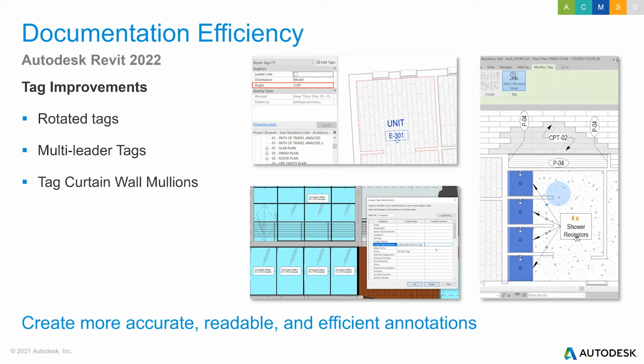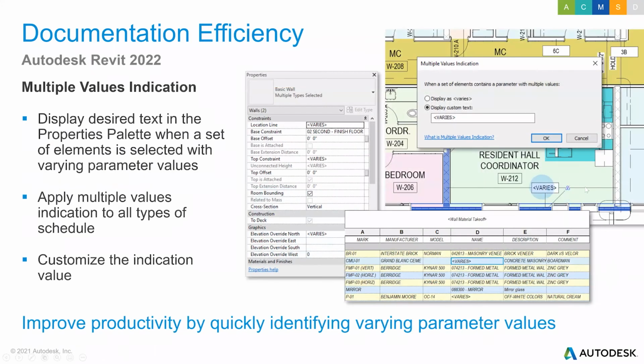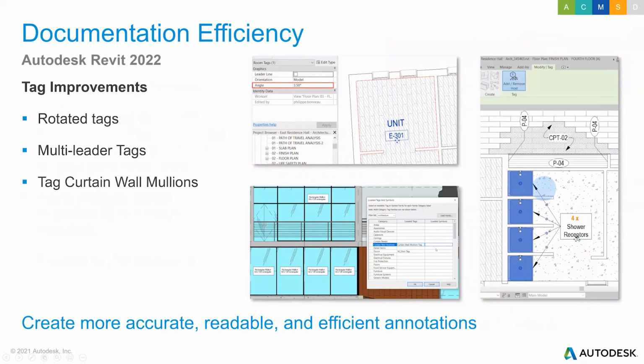That is to say that maybe back in this previous example where we do have multiple walls, if they were all of the same type, instead of having 3 individual tags, we can now have one tag that has multiple leader lines coming out to those other instances. Similar to this shower receptors example over here on the right-hand side.